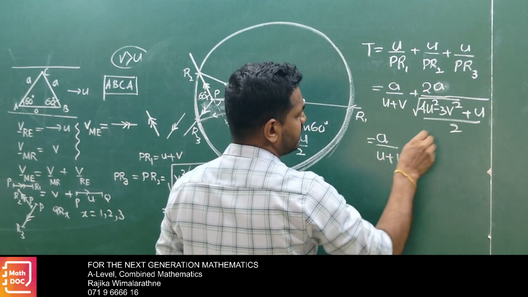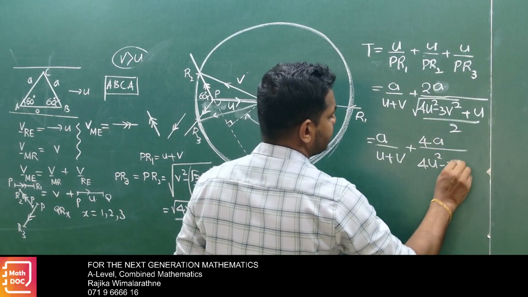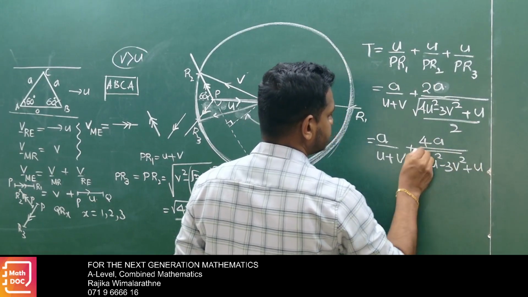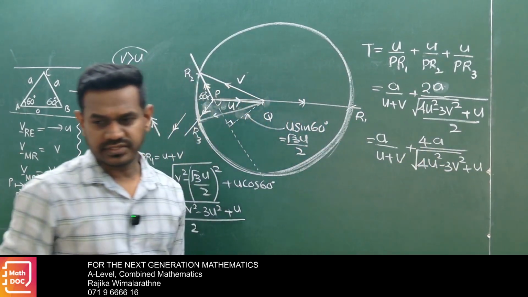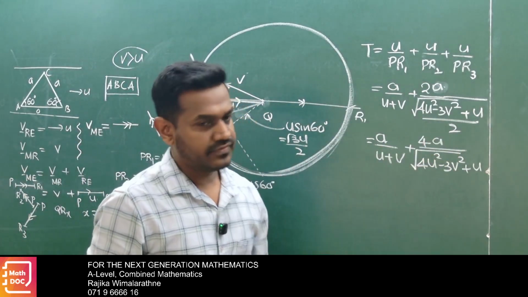U plus V. Here 4A over 4U square minus 3V square plus U root. Now simplify. You can multiply by the conjugate here. Then further you can simplify.